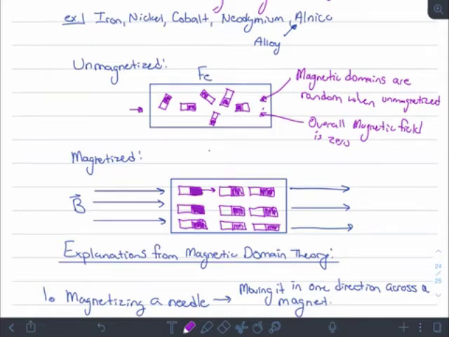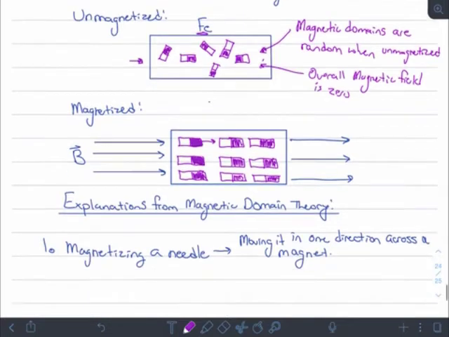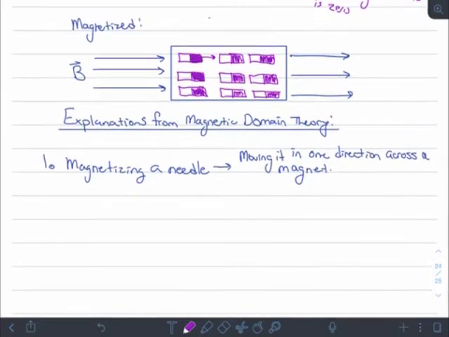So what effect probably did the magnet have on this piece of iron that was unmagnetized? It's magnetizing it. Yep, so it's lining up the magnetic domains.